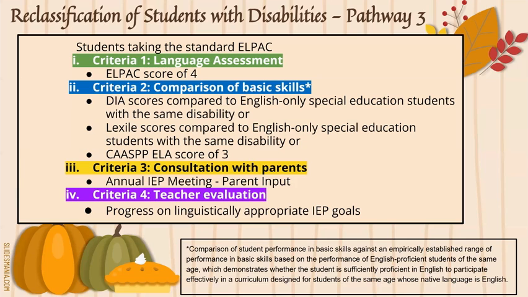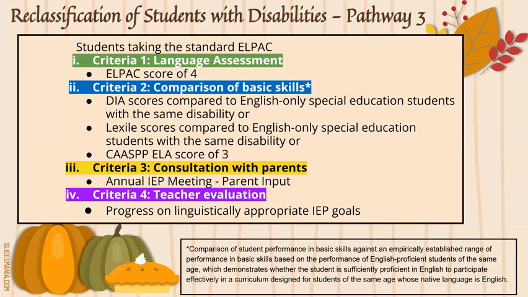So if a student scores that 4, then we have criteria number 2. This can be met through the district interim assessment scores. We have DIA1, DIA2, and this is in comparison to their English-only peers, so English-only students who also are supported with a disability. Similar to Pathway 1, we can also look at Lexile scores. I'm just mentioning it here, but then we have some upcoming slides where you'll be able to see the actual targets or percentages. And if a student scores on the CAASPP ELA, a 3, that's another way to meet this criterion.